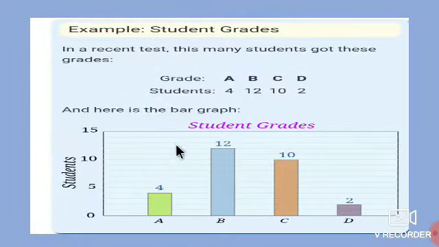Understood it? One more example, the grades of the students: 4 students got A grade, 12 students got B, 10 C and 2 D. So it is shown here, A, B, C, D on the x-axis. This horizontal line means x-axis and this vertical line means y-axis. And here now the scale is 1 unit means 5 students. 0, 10, 15. Understood it?